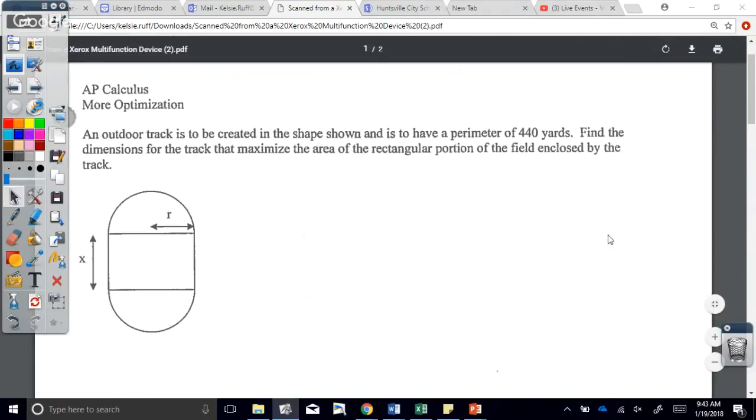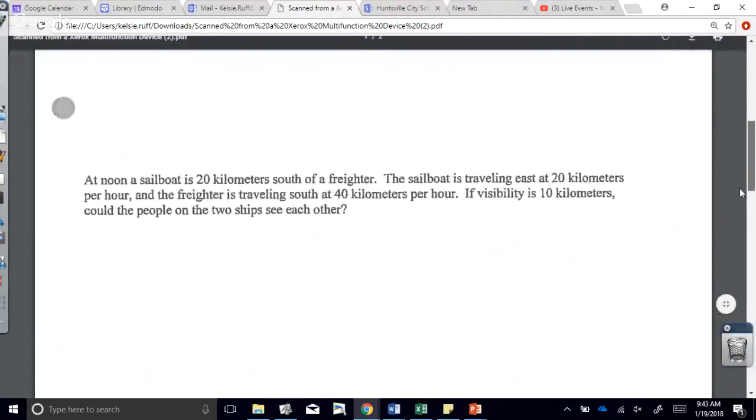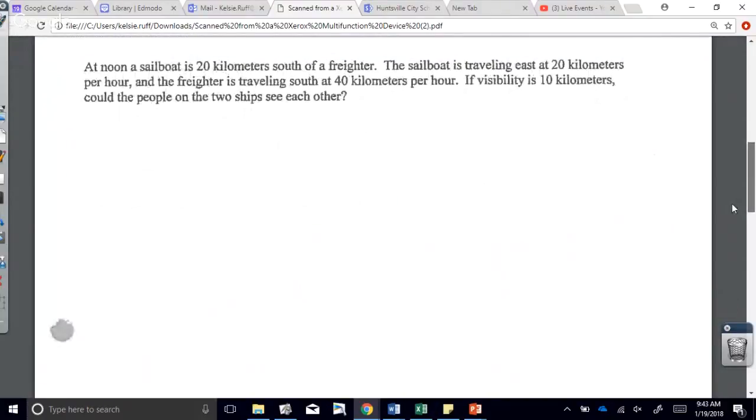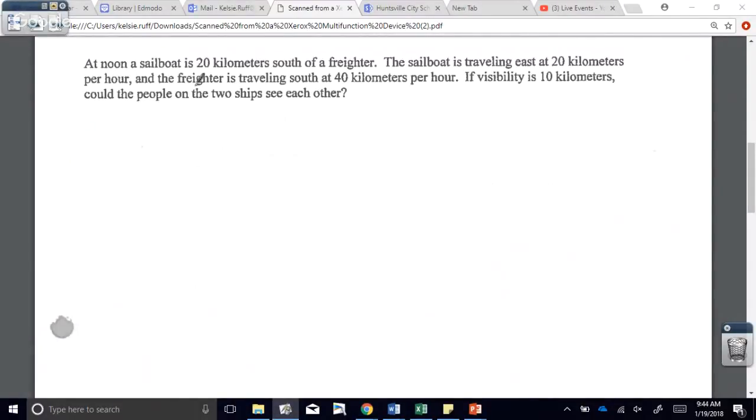Okay, so we're going to look at one more. We'll see. Okay. So it says at noon, a sailboat is 20 kilometers south of a fritter, which I think is like a bird. I don't know what a fritter is. This is the fritter.